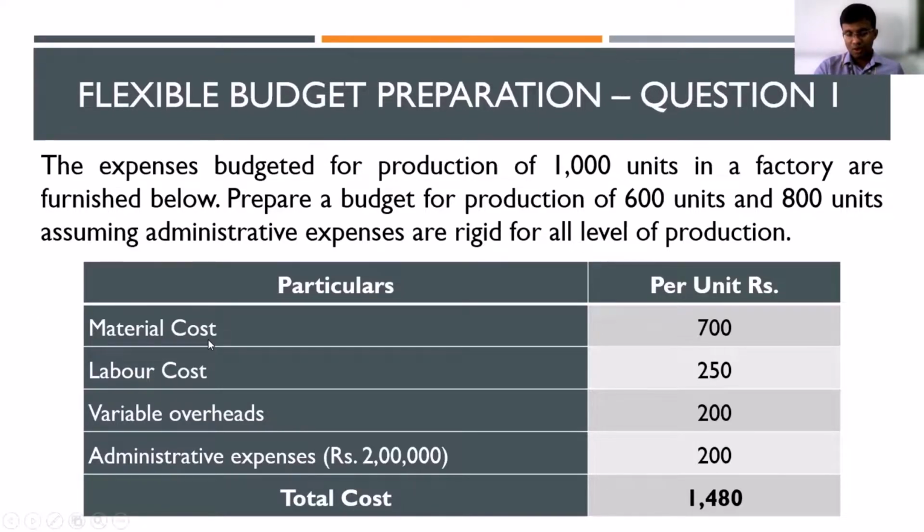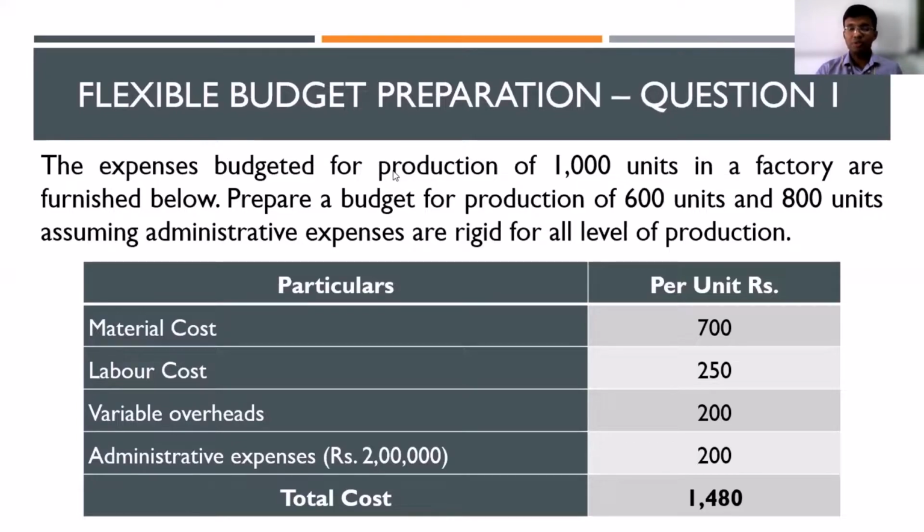They've given us material cost 700 rupees per unit, labor cost 250 rupees per unit, variable overhead 200 rupees per unit, and administrative expense, which is 200. And they've also told us that it is a rigid cost. What does that mean? It means administrative expense is a fixed cost. However, the other three costs, material, labor, and variable overhead, are variable costs.